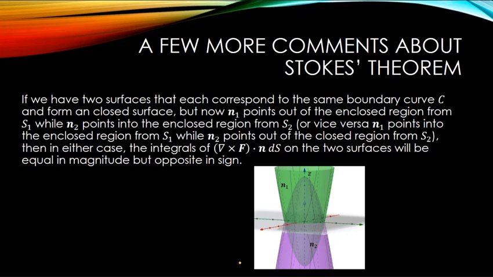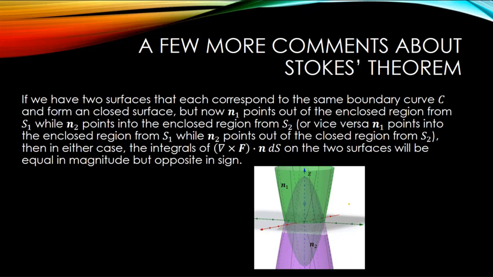On the other hand, if I have two surfaces that correspond to the same boundary curve C and form a closed surface, but now n sub 1 points out of the enclosed region from S sub 1, while n sub 2 points into the enclosed region from S sub 2, or vice versa, then in either case, the integrals of del cross F dotted with n dS on the two surfaces will be equal in magnitude but opposite in sign.